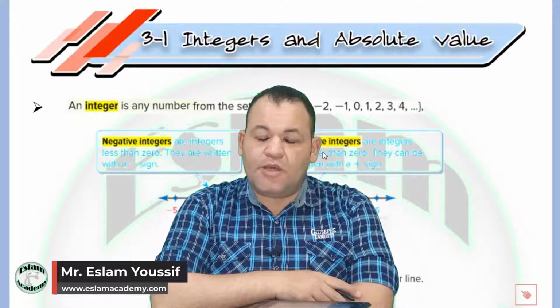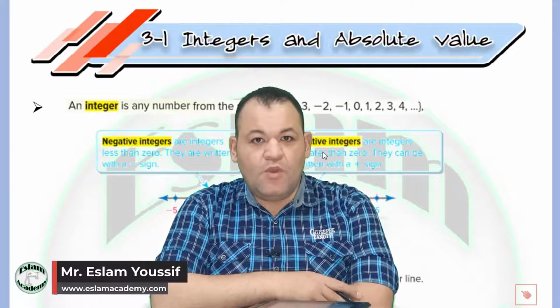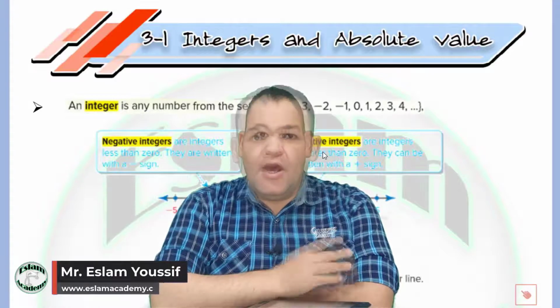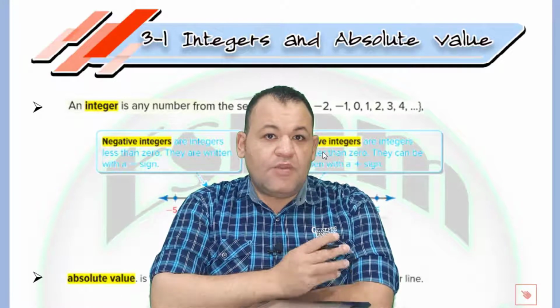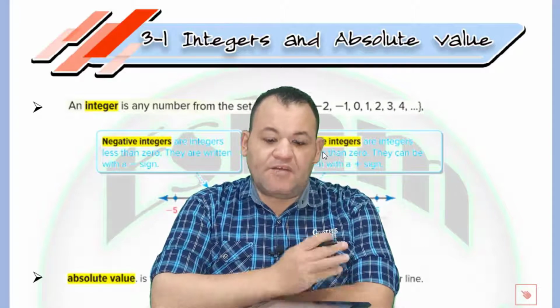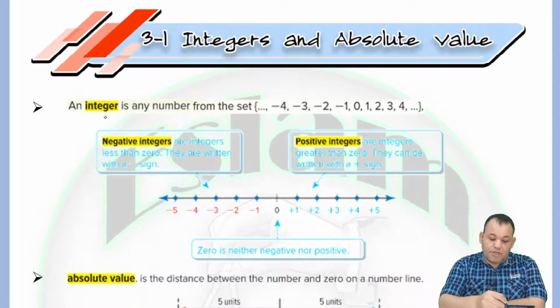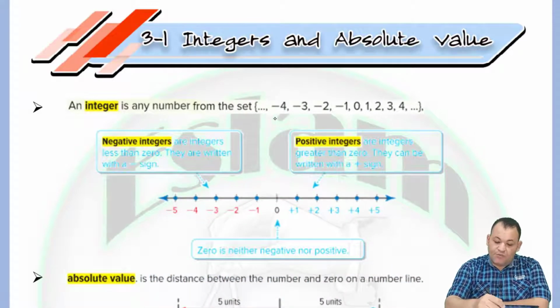In this video we are talking about integers and the absolute value. What is the meaning of the integer? Integers are a set of numbers that include the positive and negative numbers and zero. If you look at the integer numbers that we have here, we have negative 4, negative 3, negative 2, negative 1, 0, 1, 2, 3 and 4.